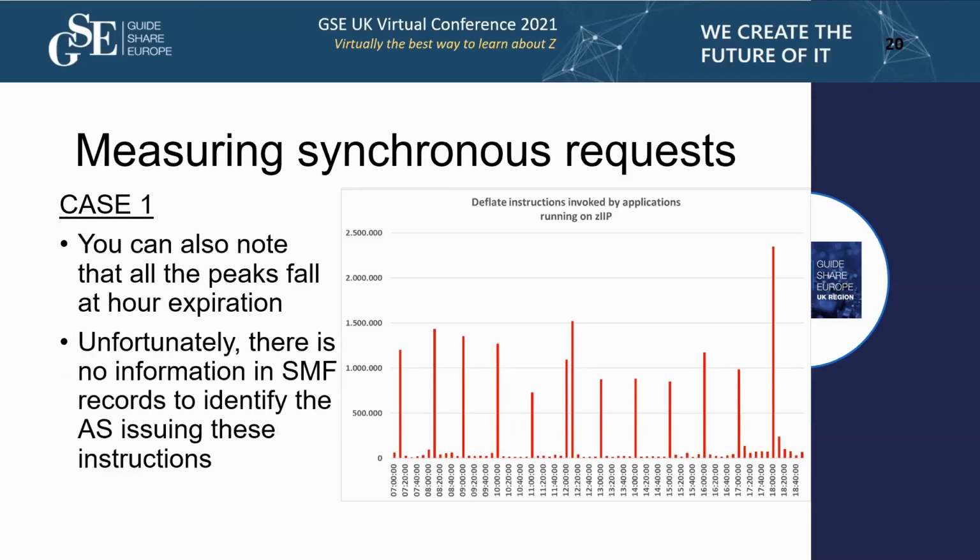The first thing we noted in this analysis is that all the peaks fall around the hour expiration, not always exactly at the hour expiration, but very close to that. So we tried to understand what was the workload creating these peaks, but unfortunately there is no information in SMF records at the address space level, so we don't know which address spaces are issuing this synchronous instruction for compression decompression.